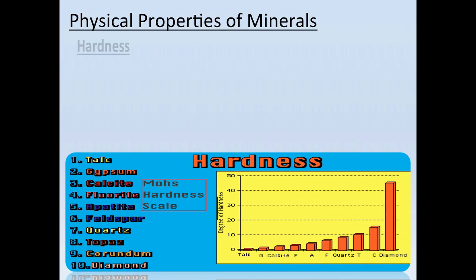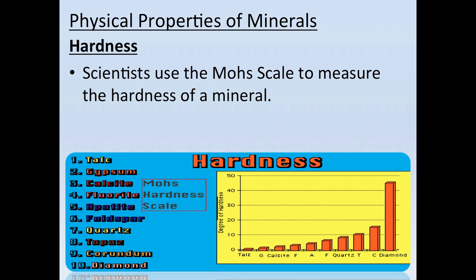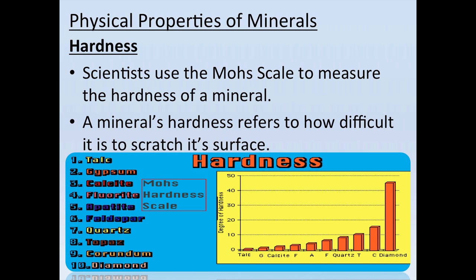Physical properties of minerals, we're going to start off with hardness. How hard is this mineral? Scientists use the Mohs scale to measure the hardness of a mineral. A mineral's hardness refers to how difficult it is to scratch its surface. Can it scratch this mineral, or can this mineral scratch its surface? They tell how hard the mineral is by a scratch test.